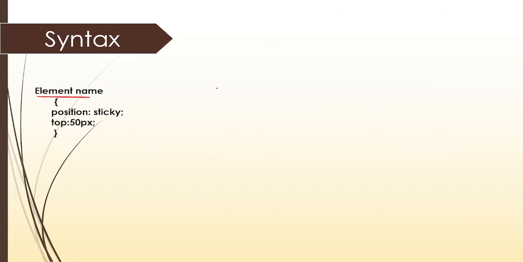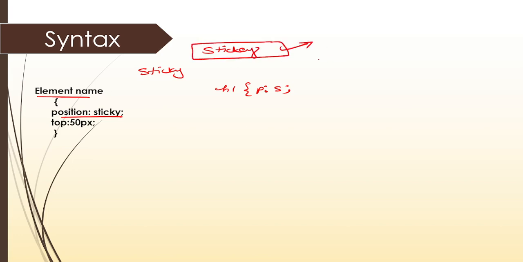You can see this is the element name. Let's say I have used the h1 element. If you want, you can use h3, h4, anything, right? After this, you can write position sticky. Remember the spelling, sticky. If you write it as stickey, it will not work, and many students get confused over here. Then top 50 pixels. This property is very important. Let's say this is my sticky element. If I write top 50 pixels, then from the top it will stick after 50 pixels, so you can place it as per your requirement.